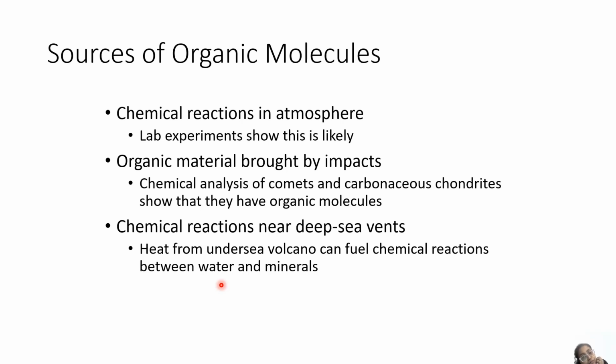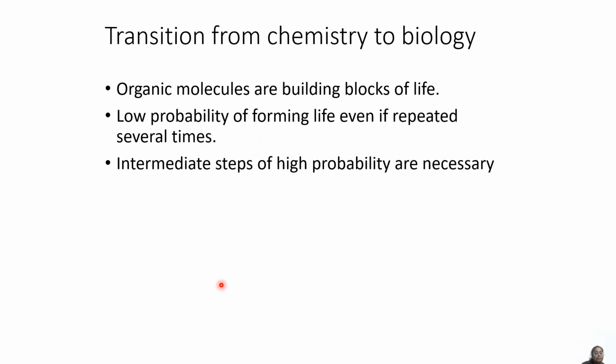What are the sources of organic molecules? Chemical reactions in the atmosphere; lab experiments show this is likely. Organic material brought by impacts, like chemical analysis of comets and carbonaceous chondrites, which show that they have organic molecules. Then chemical reactions near deep sea vents. Heat from undersea volcanoes can fuel chemical reactions between water and minerals.